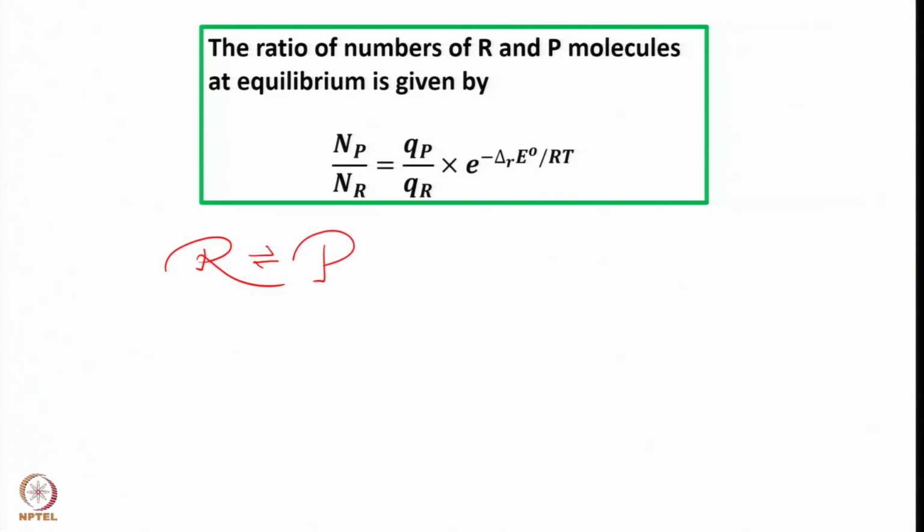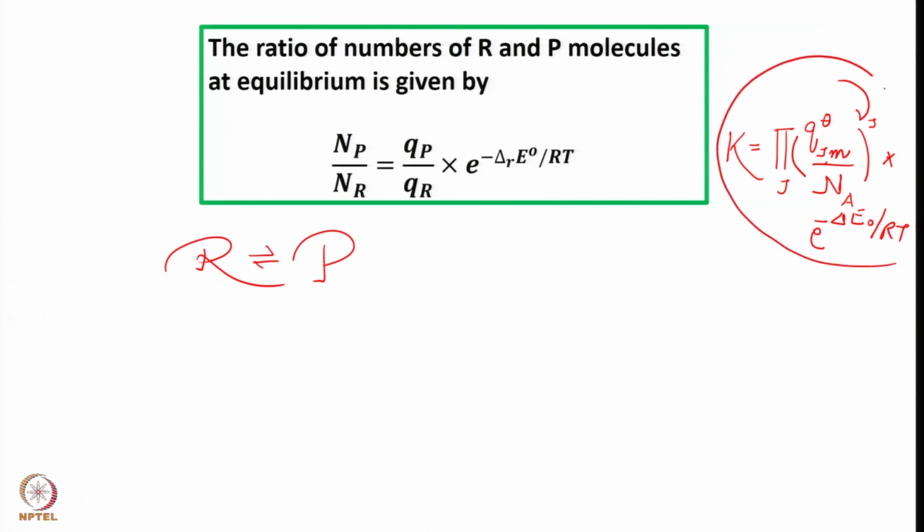And if I were to use this expression, K is equal to pi j (q j m naught by Na) raised to the power stoichiometric number into exponential minus delta E naught by RT. This is the expression for equilibrium constant.